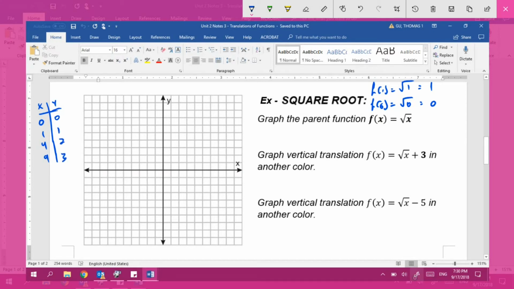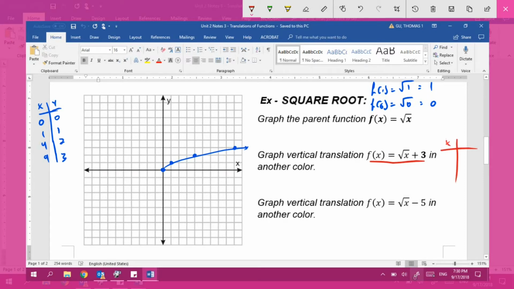So let's plot these points. We got 0, 0. We got 1, 1. We got 4, 2. And we got 9, 3. So that's our original square root parent function. So now we're going to graph the vertical translation, f of x equals square root of x plus 3 in another color. So I'm going to use red. Now, we're going to do it first with the mathematical way, and let's see how much effort we take on this one.